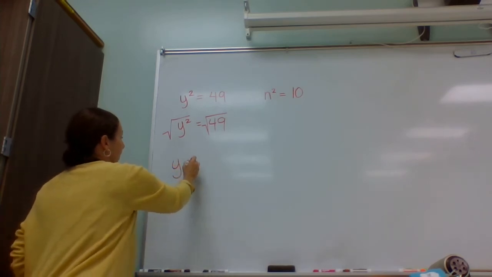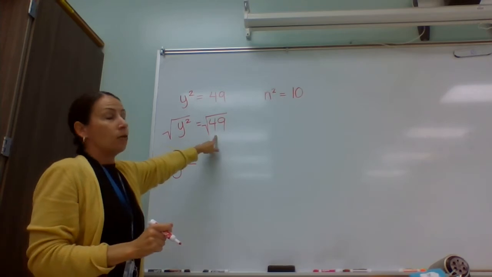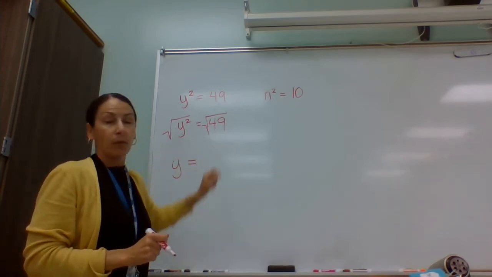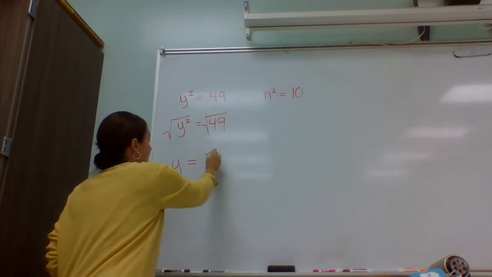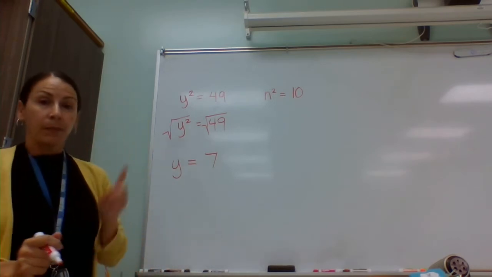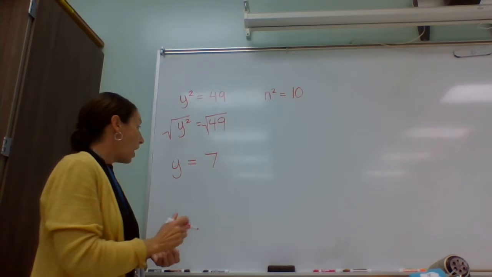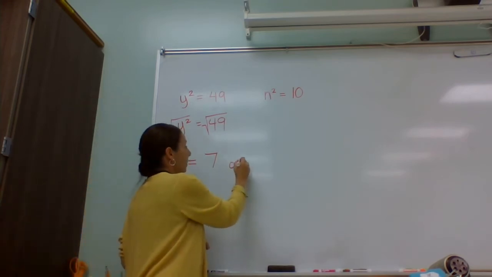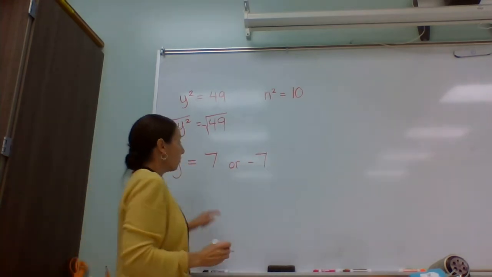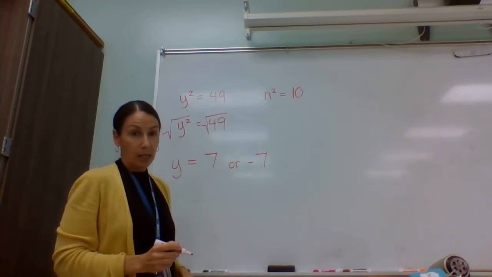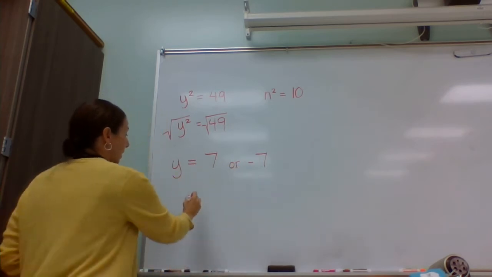And then this is where it gets a little tricky. If you know your perfect squares, you'll know that the square root of 49 is 7. So y equals 7. But what we talked about yesterday was that there is another solution, because y could also be negative 7.